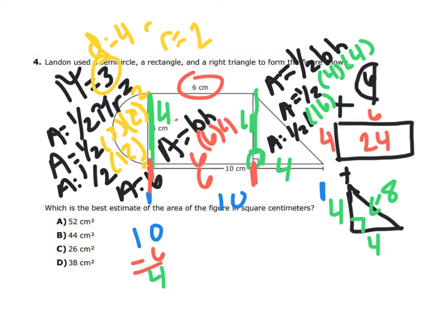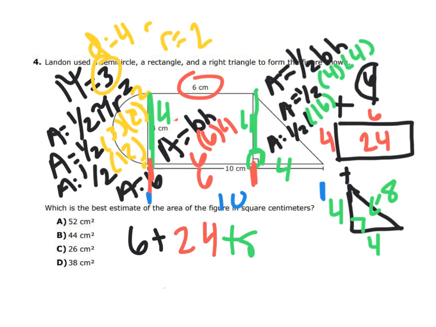So let's go ahead and add those up so that we can figure out the total area of the given shape. So let's look at the 3 numbers here. We have an area of the semicircle of 6, plus an area of 24, plus an area of 8. Well, 6 plus 24 is going to give me 30, plus the 8 for a grand total of 38. So my answer is D.